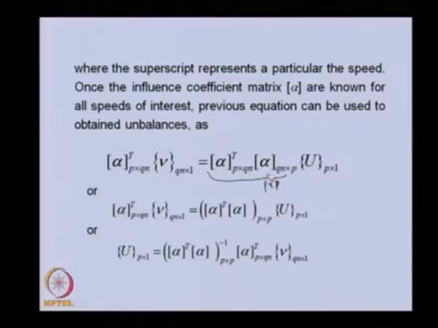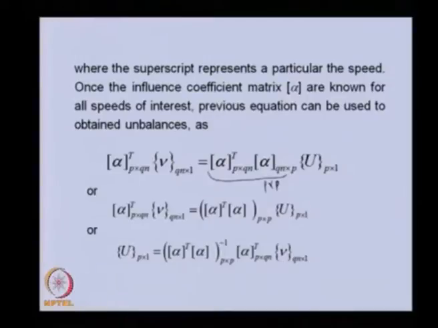And now it is a square matrix, a p into p. This can be inverted now. So to get u, we need to invert this particular matrix. We inverted it here, and multiplied by the alpha and v. So you can see we can get the residual unbalance in p number of planes by this equation.